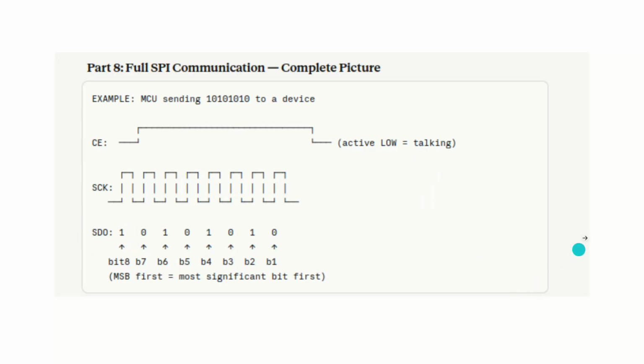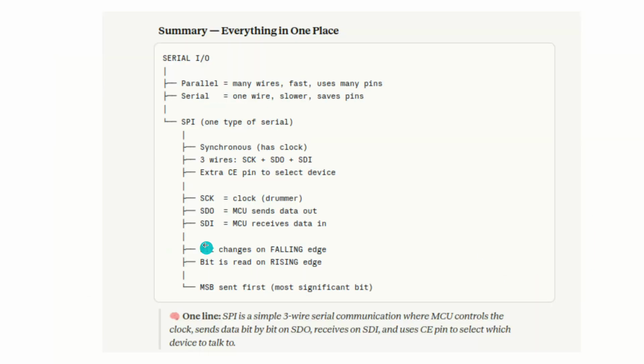SDO is out, and SDI is the response from the device. Fine. So this is the summary of serial IO. There are parallel IO and serial IO. Parallel IO means many wires are required. So serial IO is the most popular, because in our case we have only 19 GPIO pins, so serial IO is mostly used.